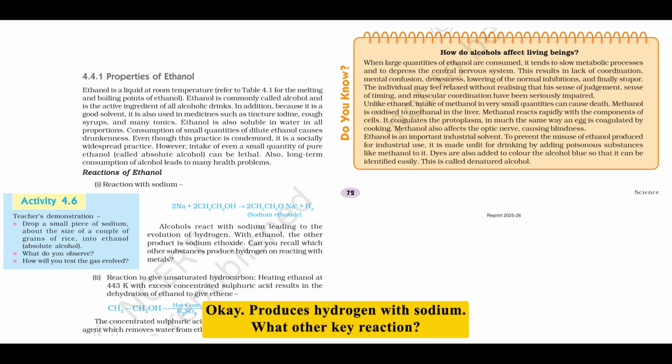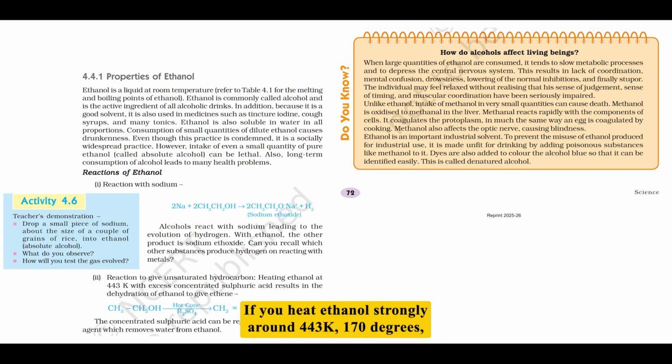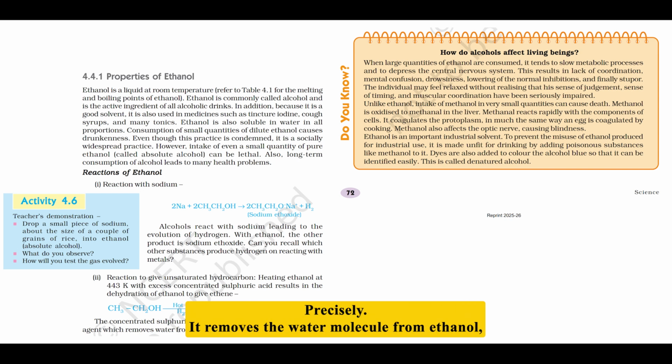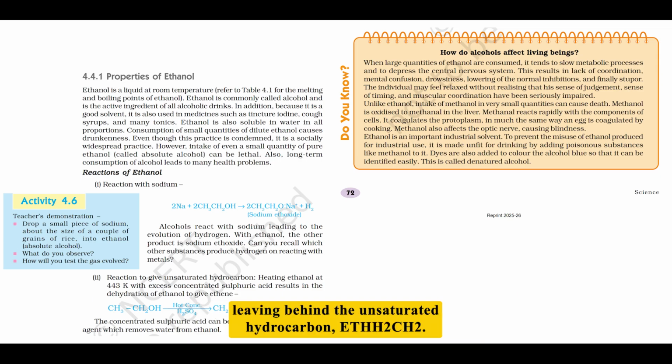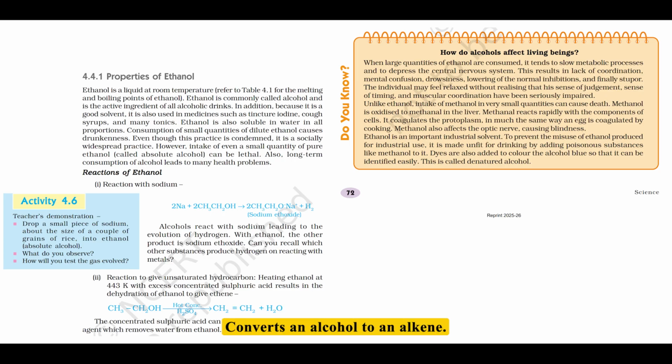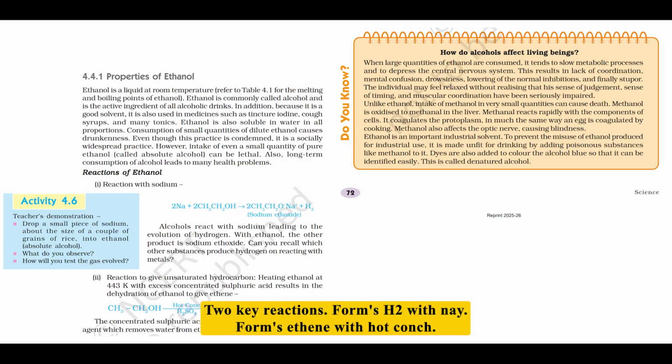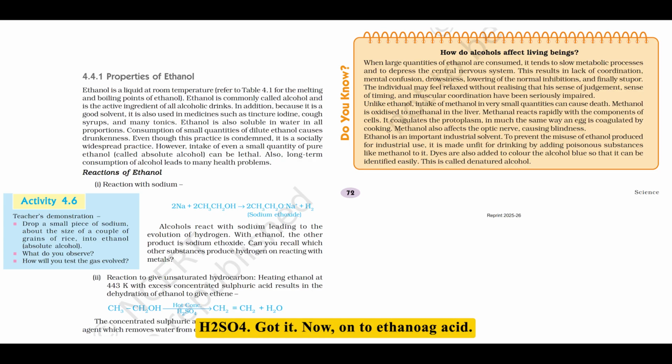What other key reaction? Dehydration. Yes. Reaction 2. Dehydration, removing water. If you heat ethanol strongly, around 443 K, 170 degrees, with excess concentrated sulfuric acid, H2SO4. Sulfuric acid acts as the dehydrating agent, pulls water out. Precisely. It removes the water molecule from ethanol, leaving behind the unsaturated hydrocarbon, ethene, CH2=CH2. So CH3CH2OH gives CH2=CH2 plus H2O with hot concentrated H2SO4, converting an alcohol to an alkene. Two key reactions. Forms H2 with Na, forms ethene with hot concentrated H2SO4. Got it. Now on to ethanoic acid.